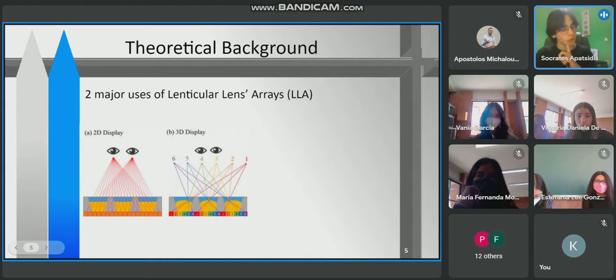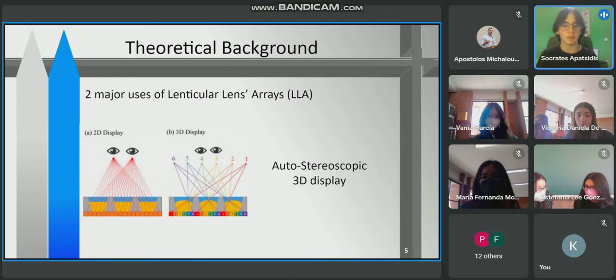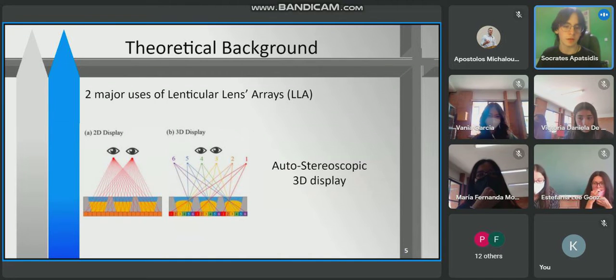Before I move on with all the theoretical parameters, maybe we could mention two major uses of such lenses. First one is for autostereoscopic 3D displays. Like some of us have been in cinemas watching a 3D movie. You may have noticed that you need special glasses in order for the movie to have this 3D effect. Now, some TVs are using displays which, instead of those regular lenses you see in A, use lenticular lenses like here in B, which give this 3D effect.